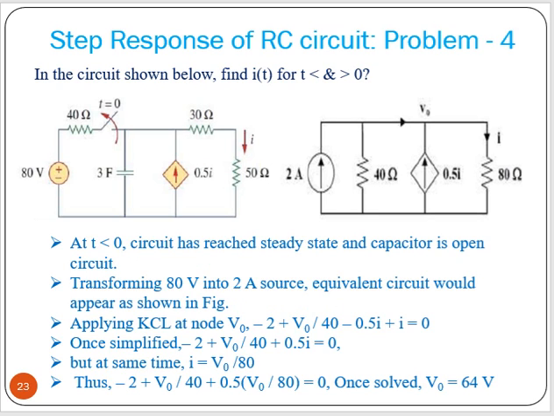Now say this is another interesting problem, because we have a dependent source here. Now here, what is the meaning of this switch? The switch is going up, so it will open at t equal to 0. So before opening, at t less than 0, it was closed, right? So if it is closed, then what is the circuit?